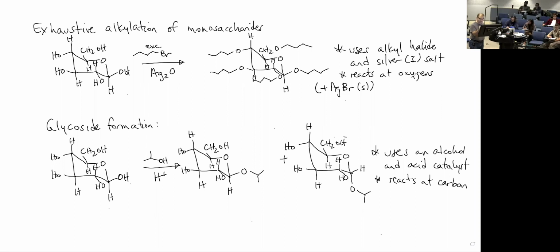So those are the two main differences, I would say, between the reactions. And that's how you can tell them apart. But you need to be clear on what you're reacting the monosaccharide with. And it's a little confusing because in both cases you get acetals. In both cases you get ethers. But in one case it's exhaustive formation of ethers. And in the other case you just get the acetal. It's going from the hemiacetal to the full acetal.